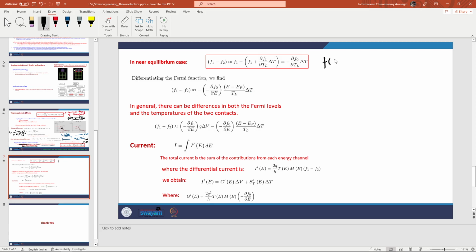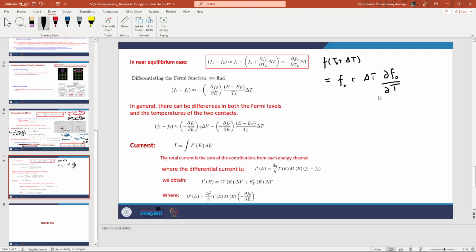So f of t plus delta t will be given by, which is equal to f naught, that is f at t, plus delta t times ∂f naught upon ∂t. Again, remember that T here is the lattice temperature. You know what? I think I'll rather call it T naught because I'm using a derivative here.